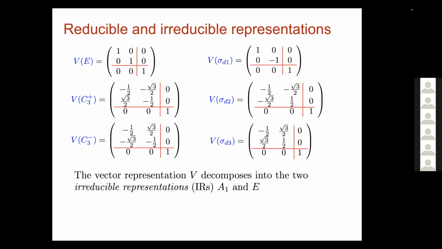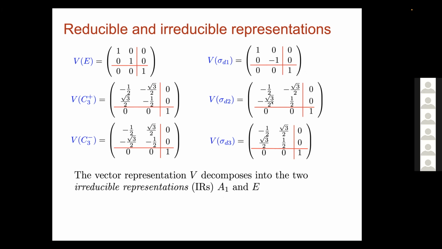And now the thing is that just by inspection, we see that these matrices have a block diagonal structure, okay? And this means that the vector representation decomposes into two irreducible representations. One corresponds to this box, which is a very trivial representation, the identity representation. If you just assign one to each element of the group, of course, this trivially satisfies the group structure. Then the two-dimensional one is not so trivial, but it's here, and it's called E, okay?